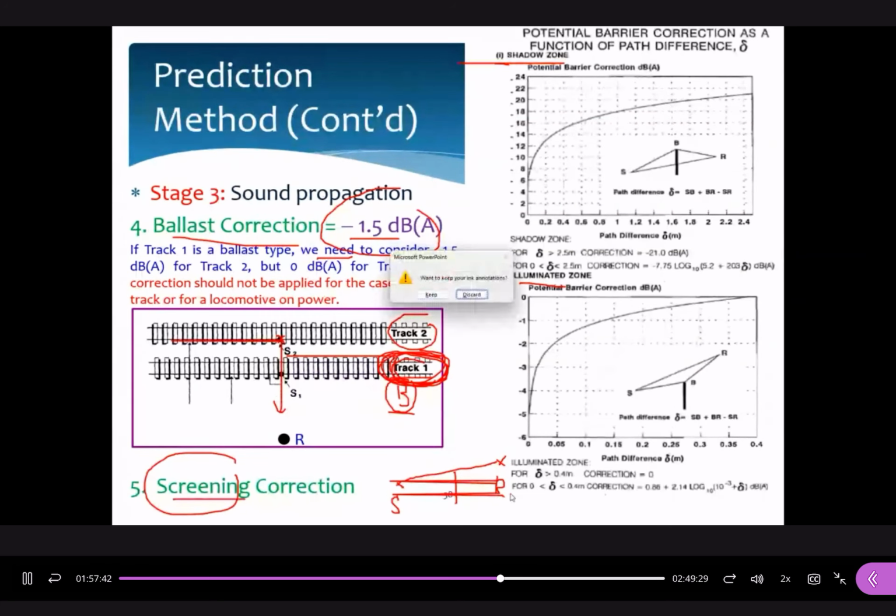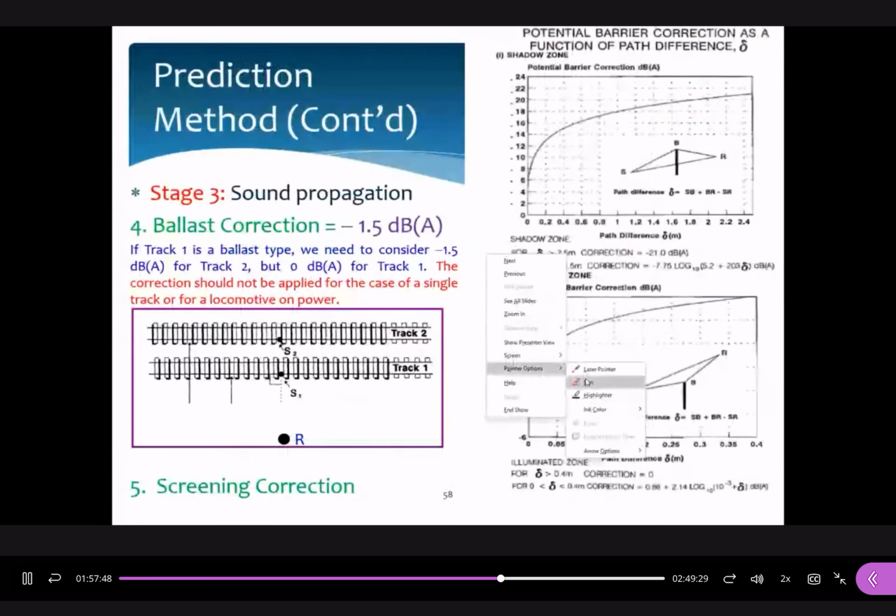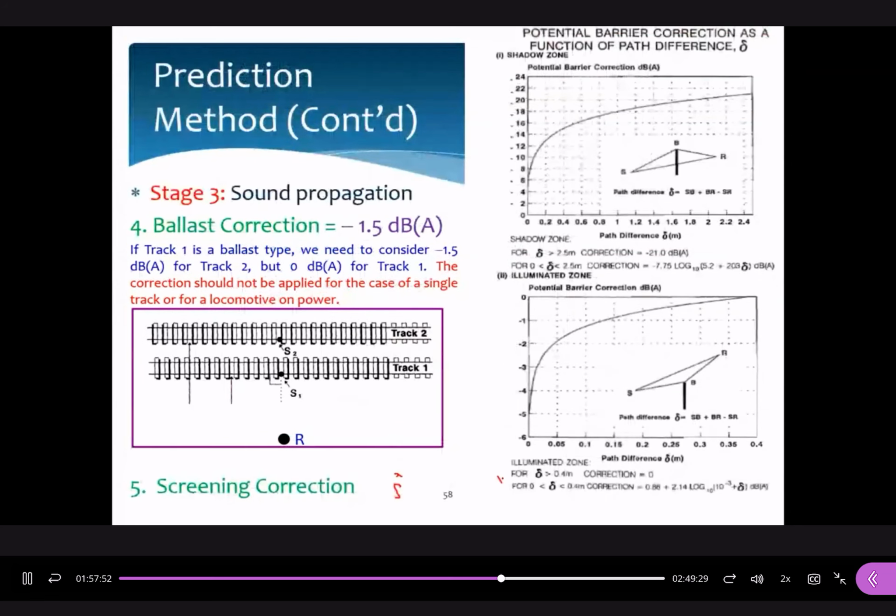I repeat again. This is the source, this is the receiver. If we install a barrier in between the source and the receiver, you draw a straight line along this one. If the receiver is inside this zone, we call this the shadow zone, and we refer to this figure. If the receiver is above this line, we call this the illuminated zone. And then the path difference. How to find out the path difference?